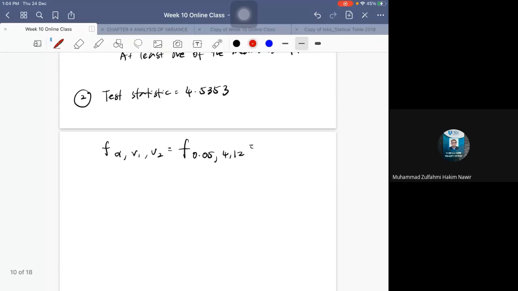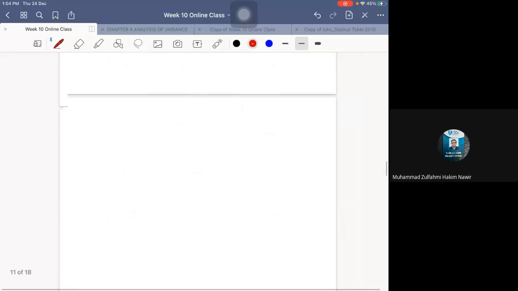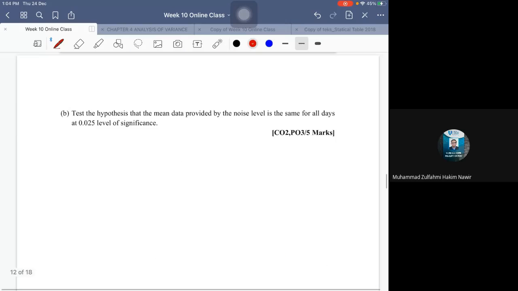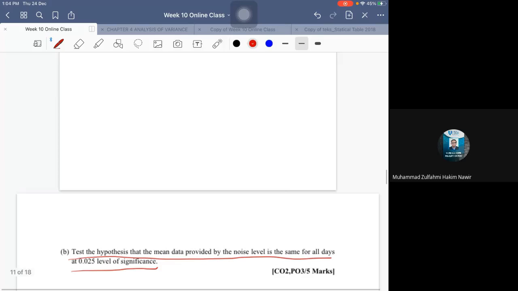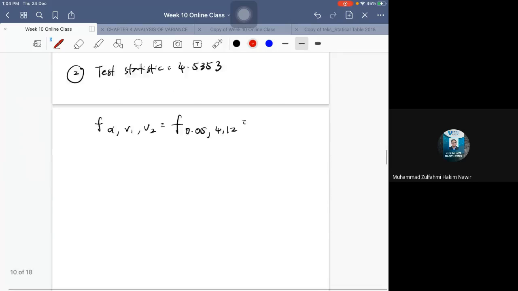Or did I? No, I know what happened. The question is actually down here. It says over here to test the hypothesis that the mean data provided by noise level is the same for all days at 0.025 level of significance. When I put up my notes, I'll put that up there later. So this is what we're testing.